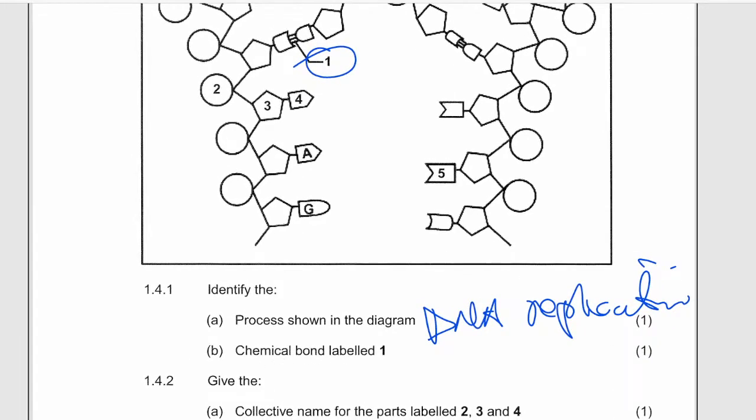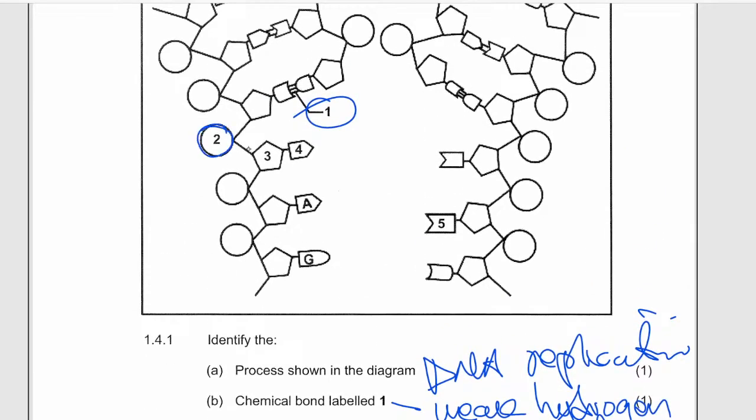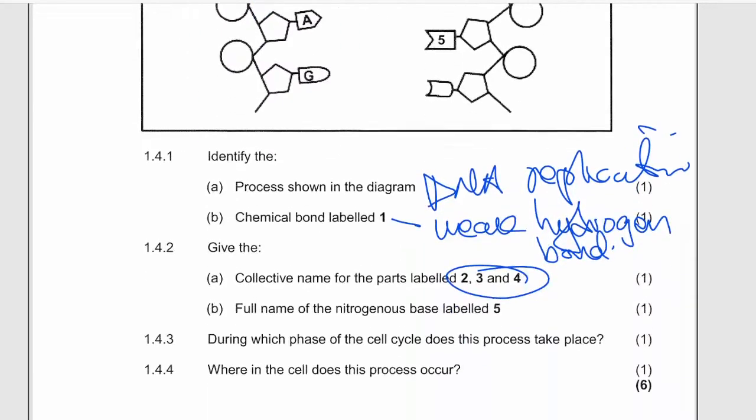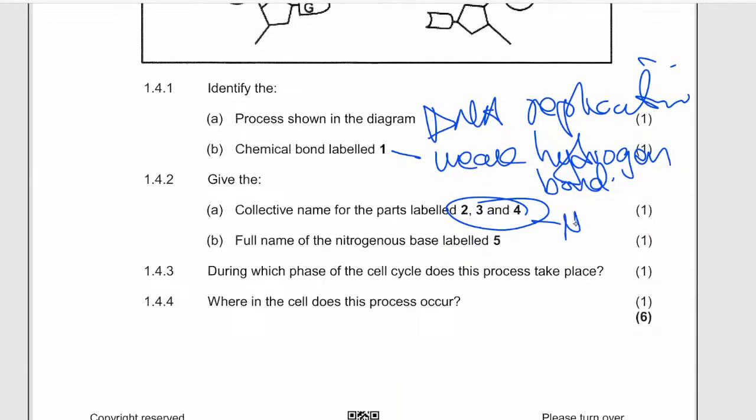Chemical bond one. I said we say weak. Don't ask me that if I didn't write weak. Weak, I told you yesterday. Weak hydrogen bonds. Thank you. Collective name for 2, 3, and 4, they are looking for this. How do you call that? We said it's called a nucleotide. Good.